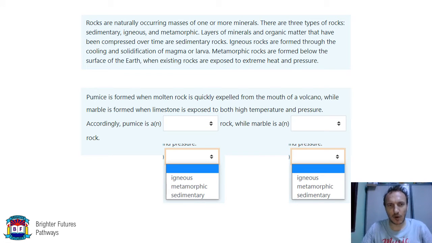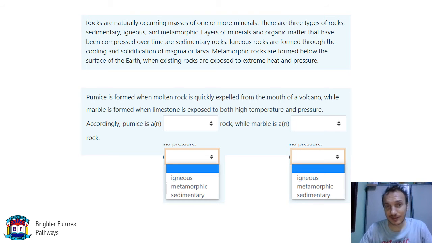So for question number 1. Rocks are naturally occurring masses of one or more minerals. They're made from more than one mineral. There are 3 types of rocks, which are sedimentary, igneous, and metamorphic. Layers of minerals and organic matter that have been compressed over time are sedimentary rocks. So that compression, that pushing together, this is sedimentary. Igneous rocks are formed from cooling and solidification, so liquid rock cooling down to become solid rock. And then metamorphic rock is formed below the surface of the earth with heat and pressure.